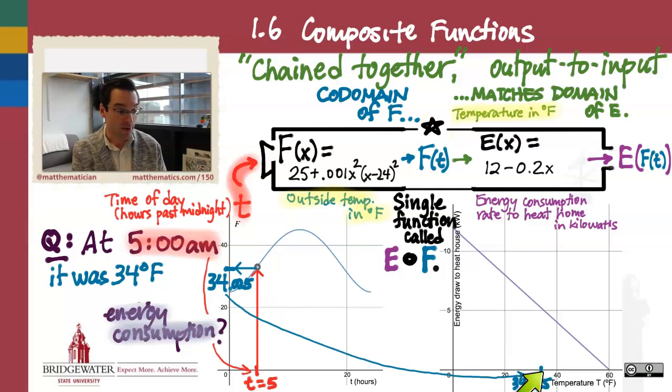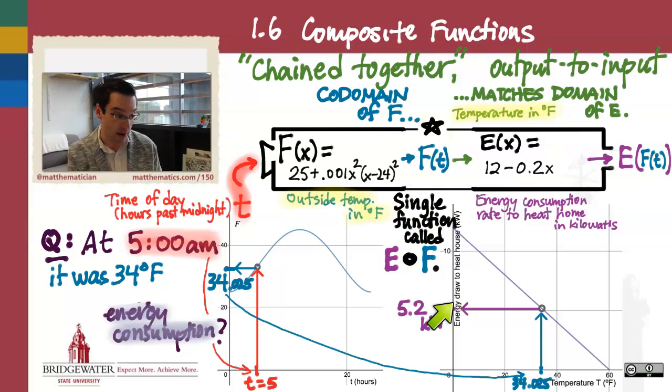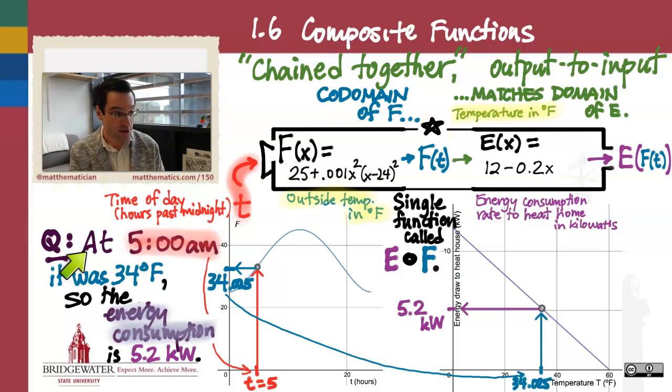So I'll plug 34 degrees into my second function, and either using the formula or using the graph or whatever, get the output value that turns the temperature, 34 degrees, into the energy consumption rate to heat my home, 5.2 kilowatts, give or take. And so, written out in English, what we've just done is use this composite function to tell me that at 5 a.m., the energy consumption to heat my home is going to be 5.2 kilowatts. But the way that we did that is we went through this intermediate step where we used the time to tell me the temperature and then used that temperature to tell me the energy consumption rate. That's what a composite function does.